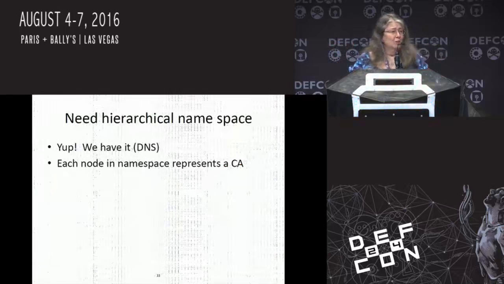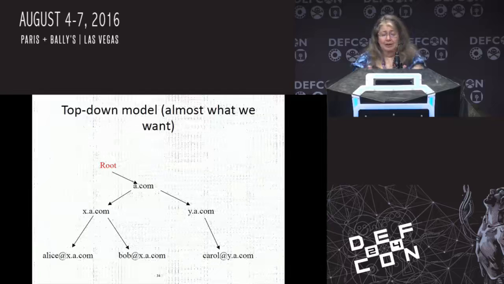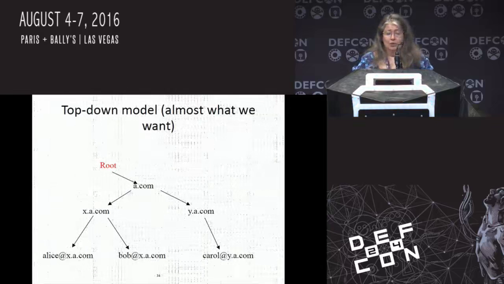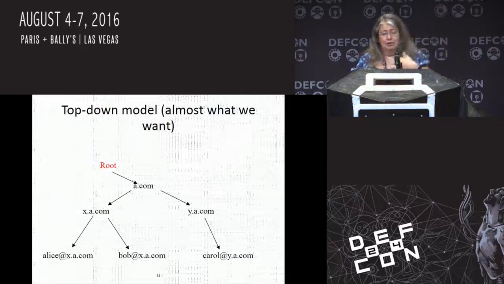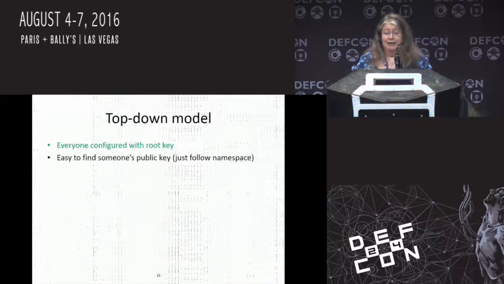So in order to make this work, we need a hierarchical namespace, and ta-da, we have it. It's DNS. So each node in the namespace is going to be represented by a CA. So here you have a namespace, and there's a CA associated with each one. And what people tend to think of is everyone's configured with the root key, and the root certifies A.com's key, A.com certifies its children, but that's not going to be quite good enough. So I'm going to change it a little bit to be what I think is good enough.